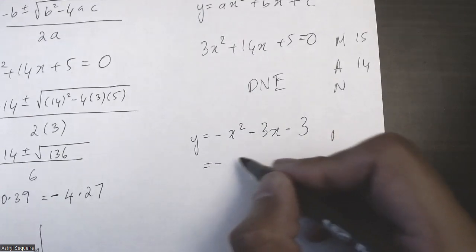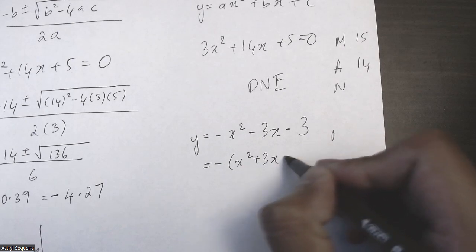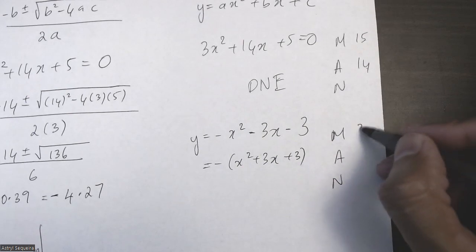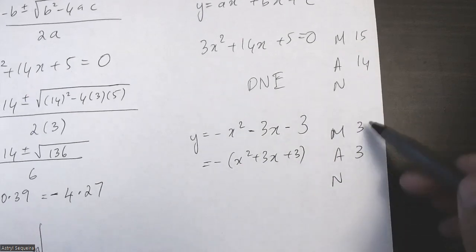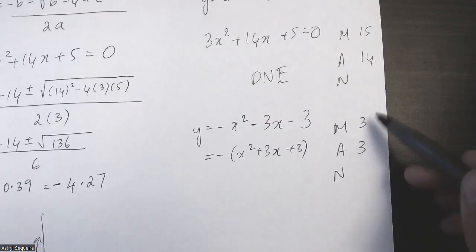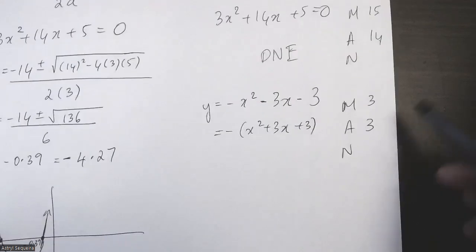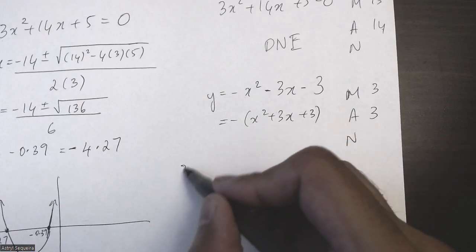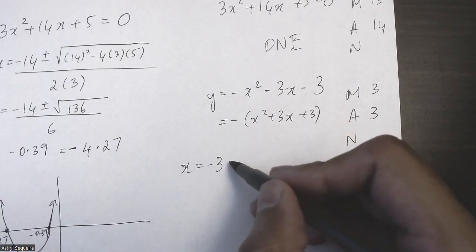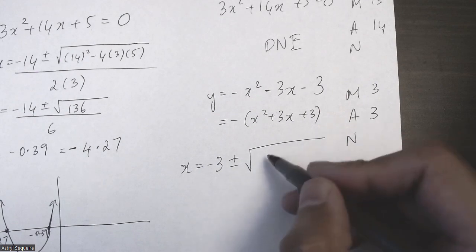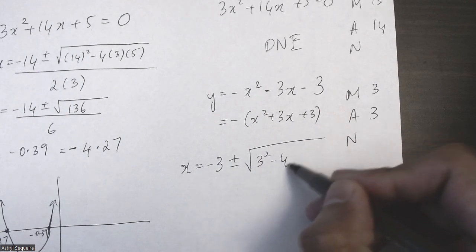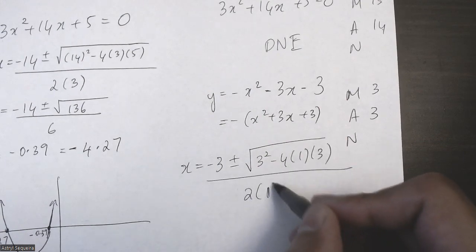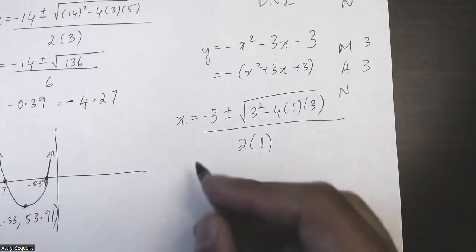Well, I can actually common factor out a negative, x squared plus 3x plus 3, and then I can do man on the inside. It's a simple trinomial now, so 3, 3. There's no two numbers that multiply to 3 and add to 3. So let's say I want to find my x-intercepts. I'm going to do the quadratic formula here. Negative 3 plus or minus root of 3 squared minus 4 times 1 times 3, divided by 2 times 1. That negative out there does not matter.